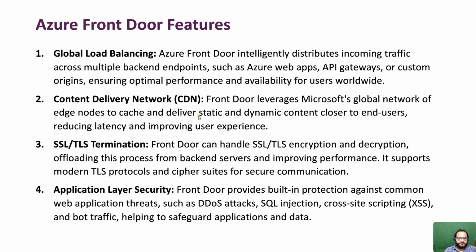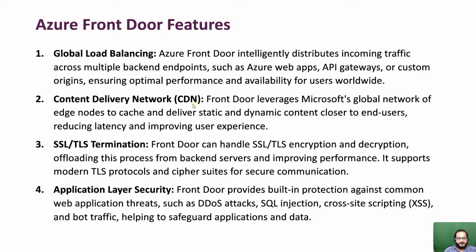Now we will see the features of Azure Front Door. Global load balancing. Azure Front Door intelligently distributes incoming traffic across multiple backend endpoints such as Azure Web App, API Gateway or custom origins, ensuring optimal performance and availability for users worldwide. So basically Azure Front Door is a global load balancer and Application Gateway is a regional load balancer. So Azure Front Door is helpful when you are configuring a multi region cloud architecture.